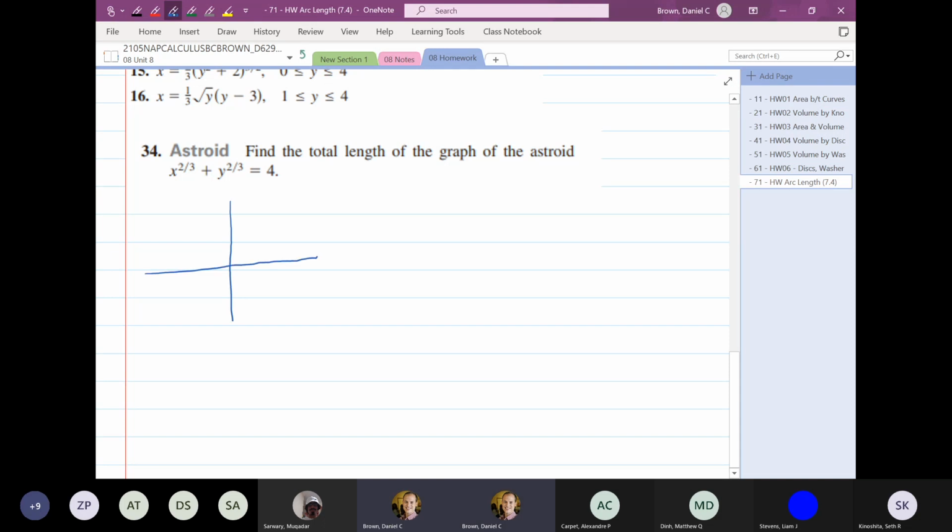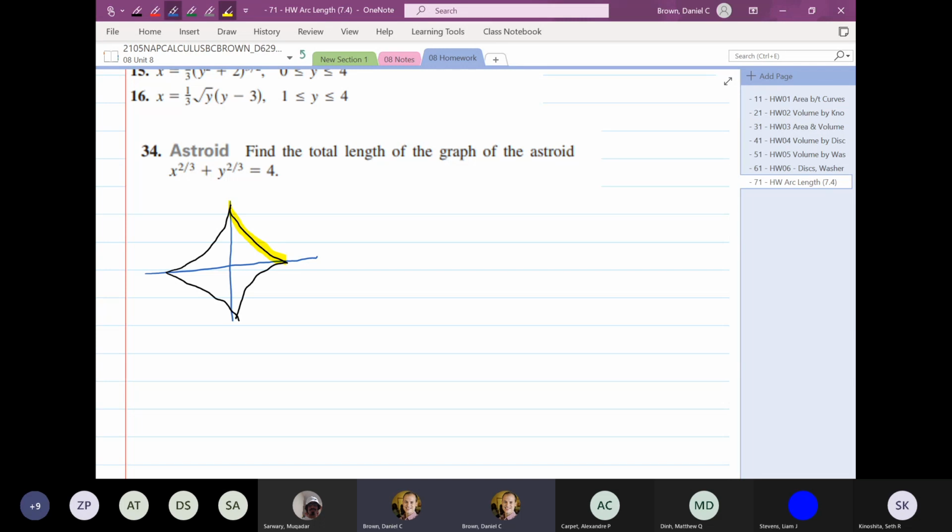It looks something like this. It is a very symmetrical one, so it's symmetric about the x-axis, the y-axis, and even the diagonals, even though my drawing does look pretty terrible. So basically it asks you to find the perimeter of it. I would recommend you find the length of one curve and then multiply it by 4.